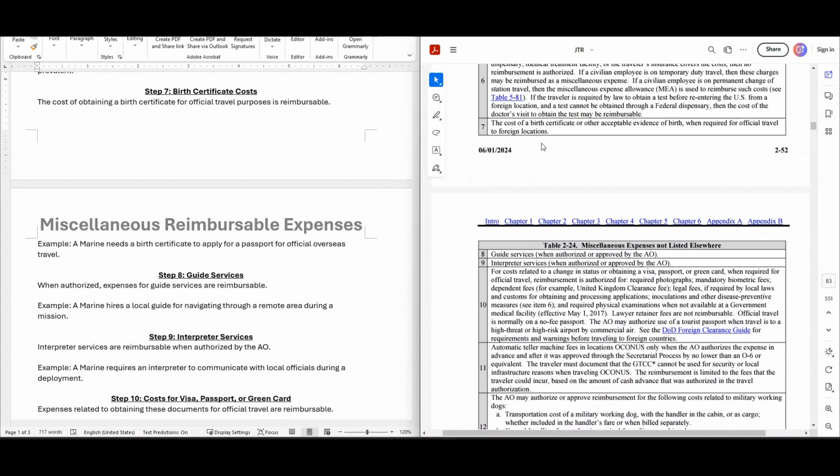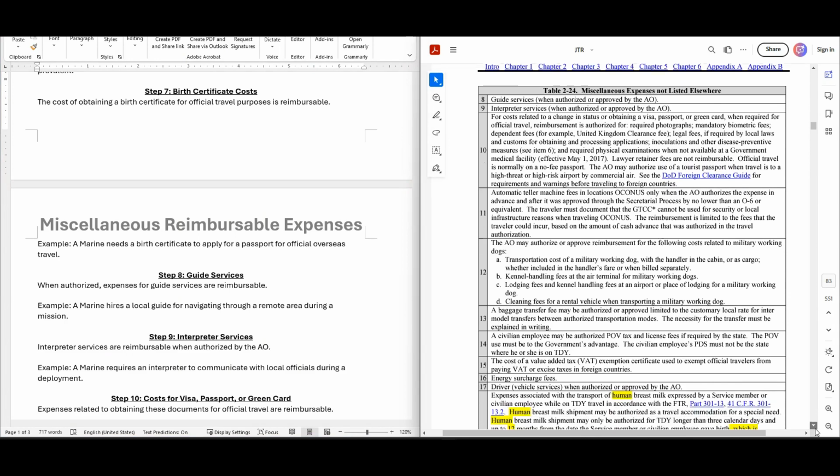Okay, the cost of birth certificate and other acceptable evidence of birth when required for official travel to foreign locations. So again, this is only for official travel. So if you're trying to get a passport for your children because you got assigned to Japan and you need to get that information, you can also claim those types of things there. A Marine needs a birth certificate to apply for a passport for official overseas travel, as you see there. That's just an example of when that would be authorized.